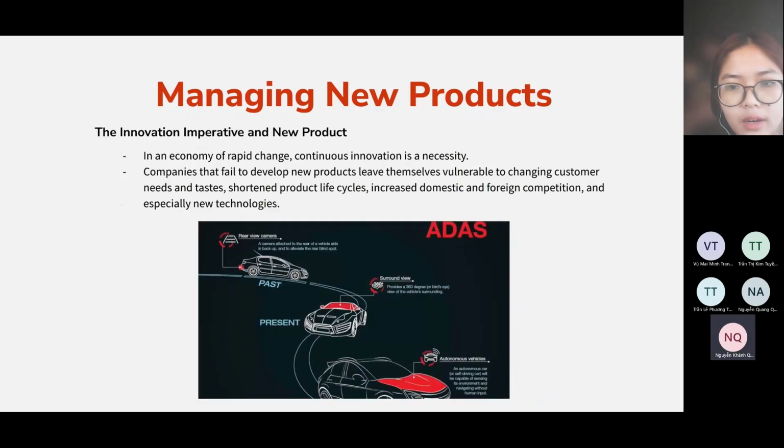The first part of managing new products is the innovation imperative. In an economy with rapid change, innovation is very necessary for any organization. Companies that fail to develop new products may leave themselves vulnerable to changing customer needs and tastes, because you know that customer needs and tastes change over time, shortening product life cycles, increasing domestic and foreign competition, and especially with new technologies.